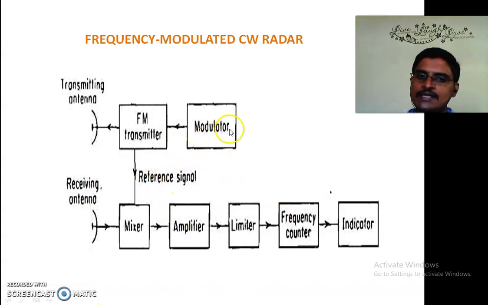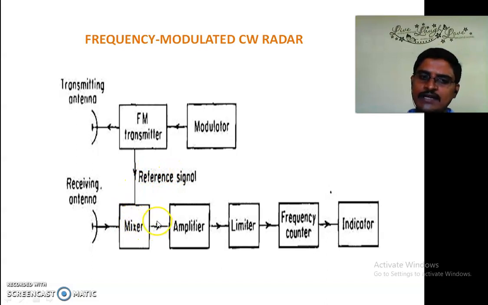Once again, this is the modulator signal. The modulator output is given to the FM transmitter. The FM transmitter transmits the FM signal through the transmitting antenna into free space towards the target. The transmitted signal hits the target, and a part of it is re-radiated in the direction of the receiving antenna as an echo signal. The echo signal sent by the target is received by the receiving antenna, and that is given to the mixer as one input. The other input for the mixer is the reference signal from the FM transmitter.